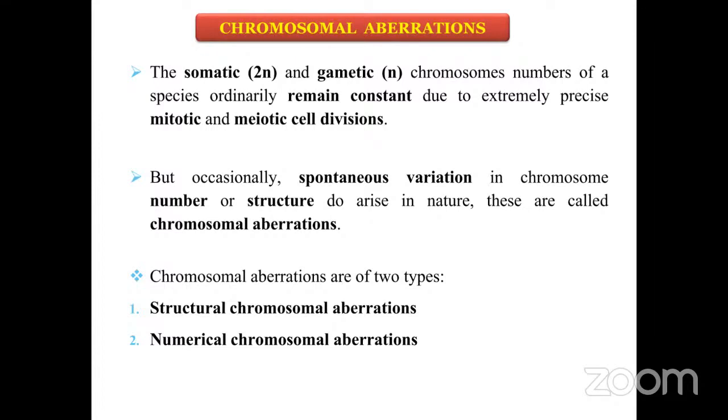So numerical means instead of 46, you can find 45 or you can find 47. That is the numerical chromosomal aberration. So there are two types of chromosomal aberration: structural chromosomal aberration and numerical chromosomal aberration.